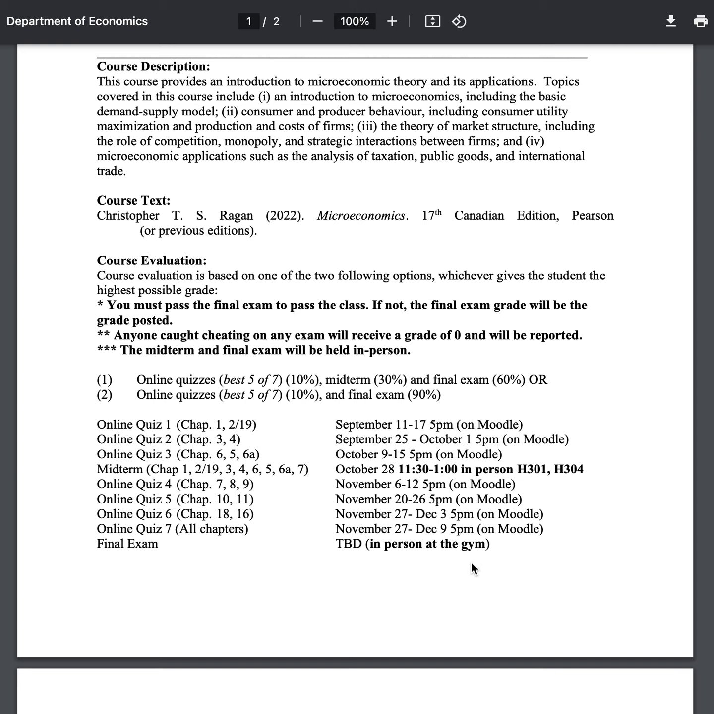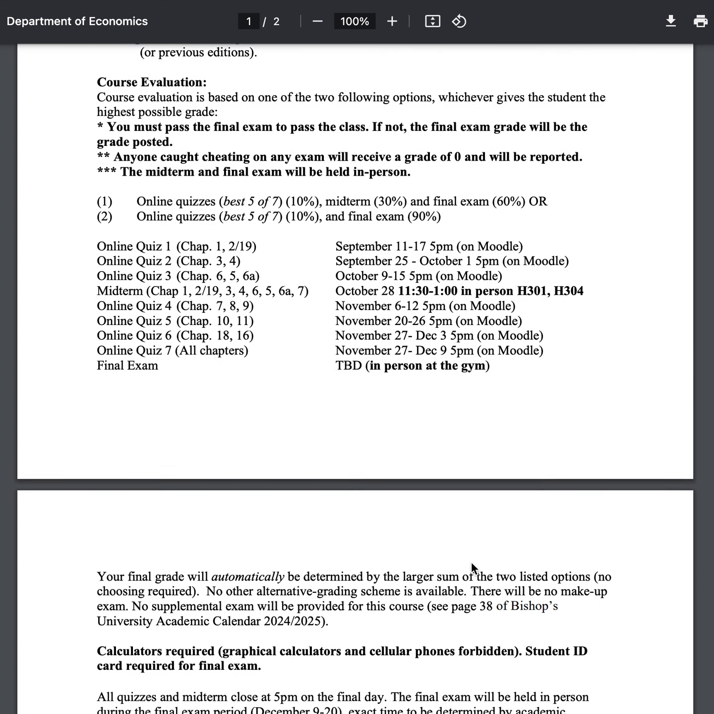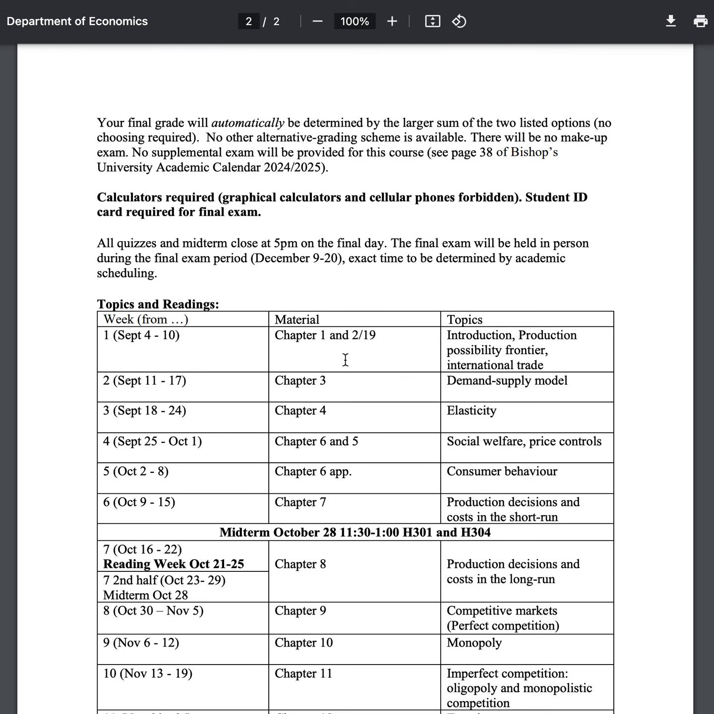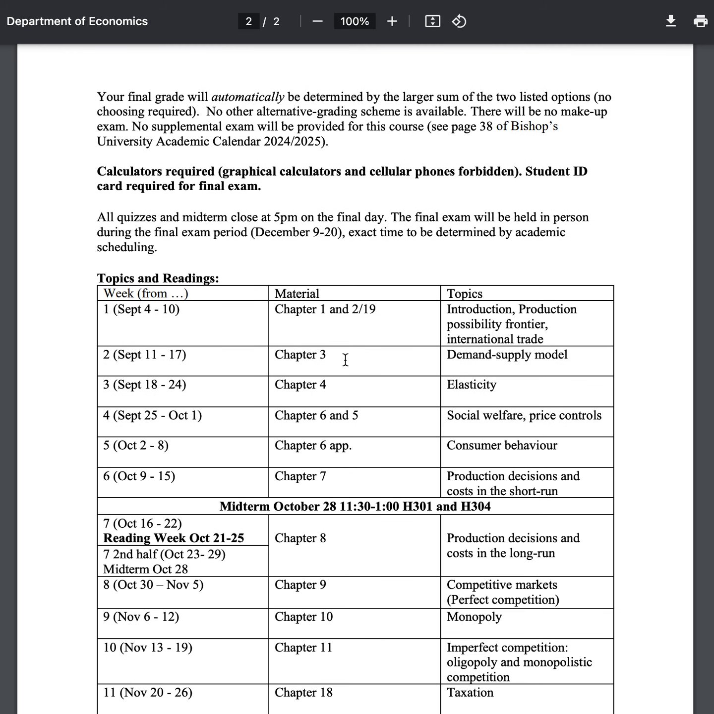It's going to be at the gym, and it's going to be in that final exam period, which spans from December 9th to 20th. So you have to make sure that you do not schedule a vacation at that time. If you're not available in that time, well, there's nothing I could do for you, to be honest. So make sure that you're available throughout that whole final exam period.